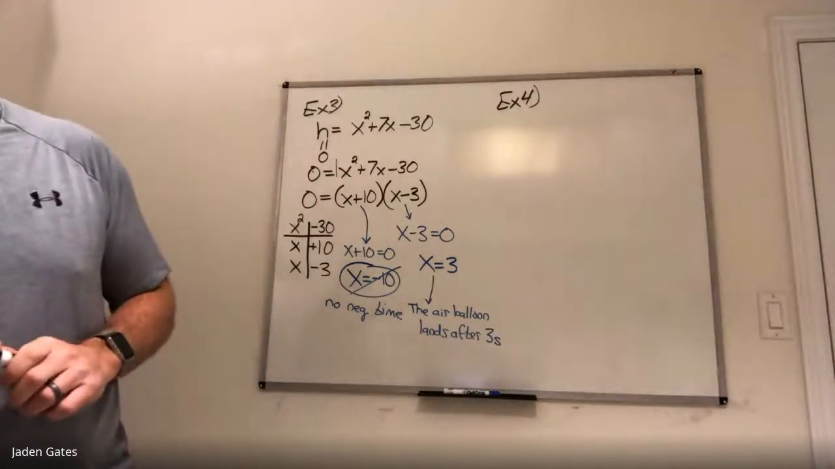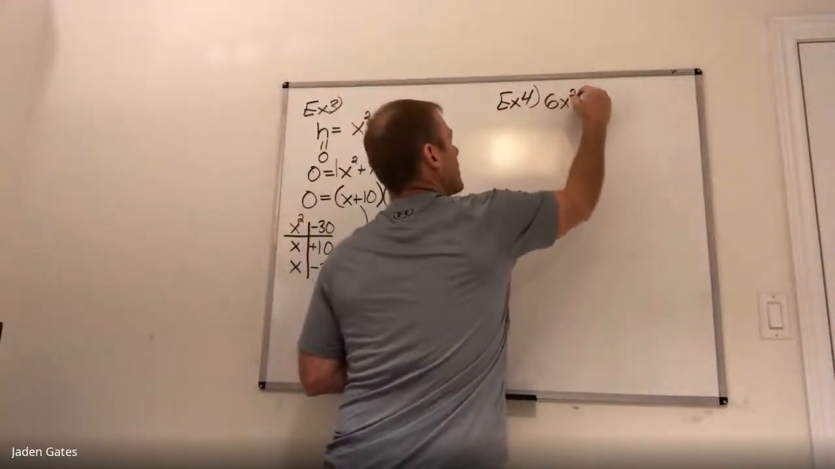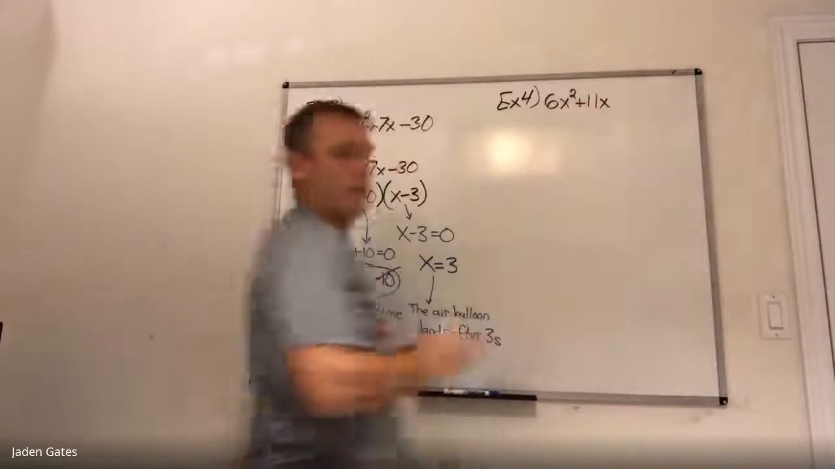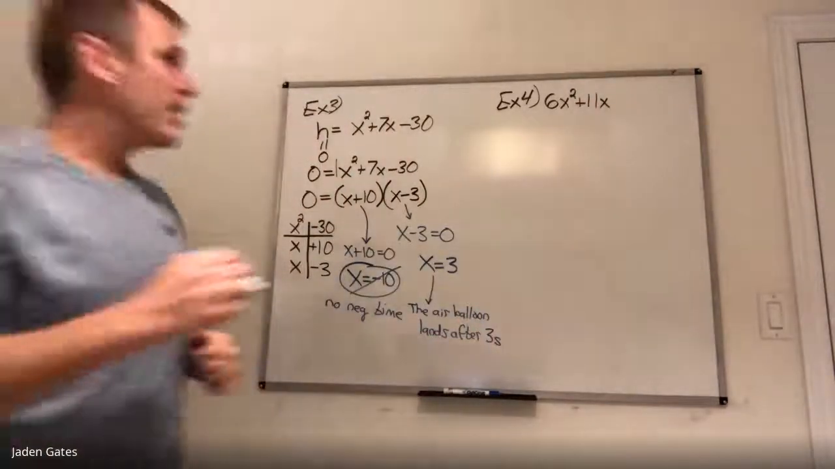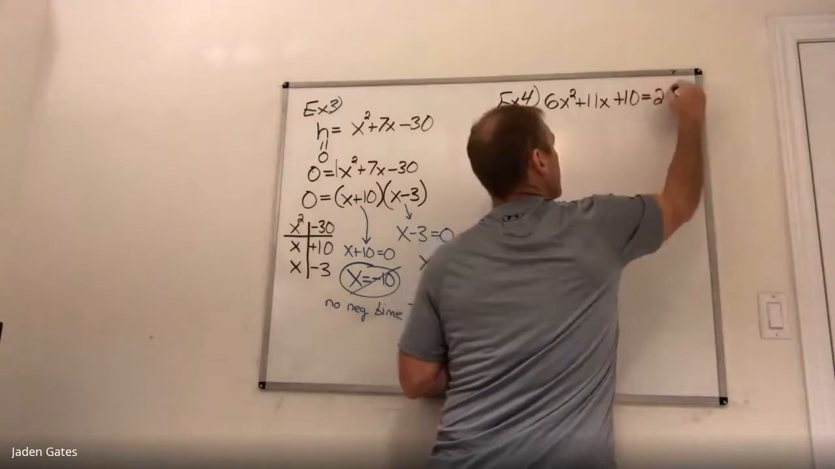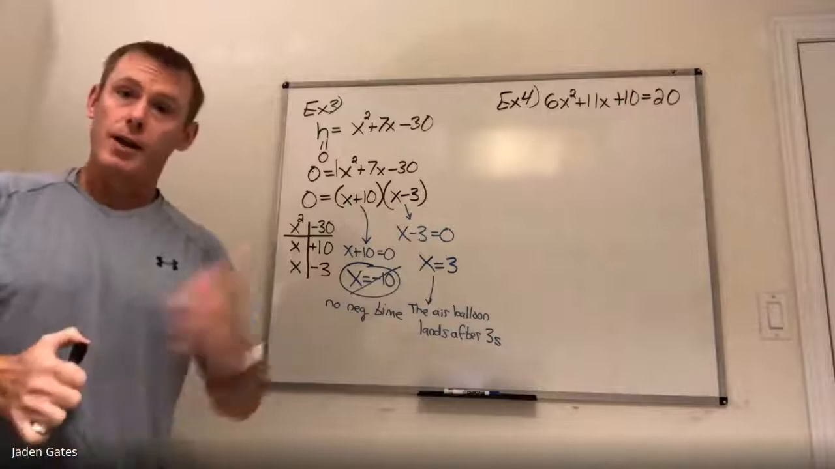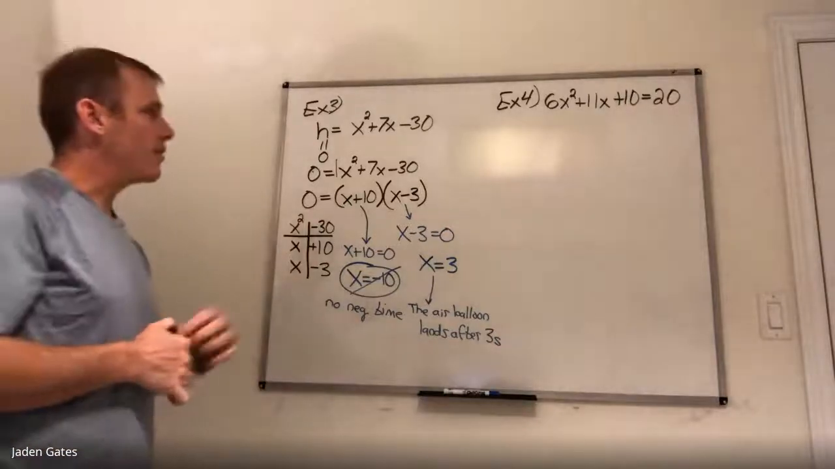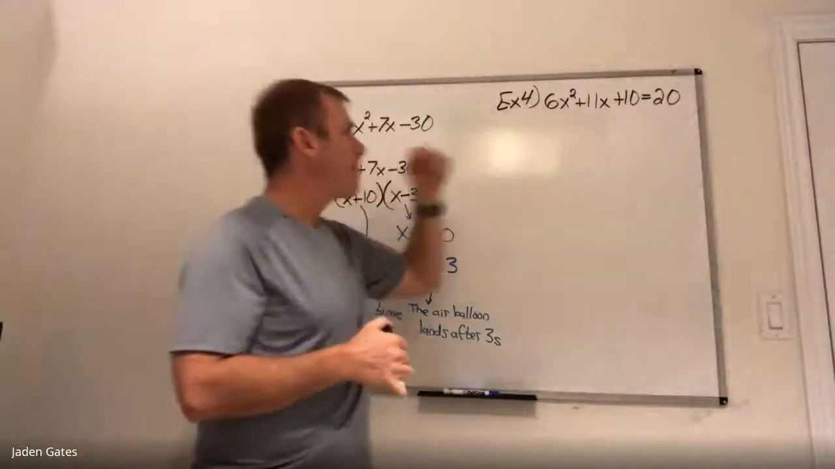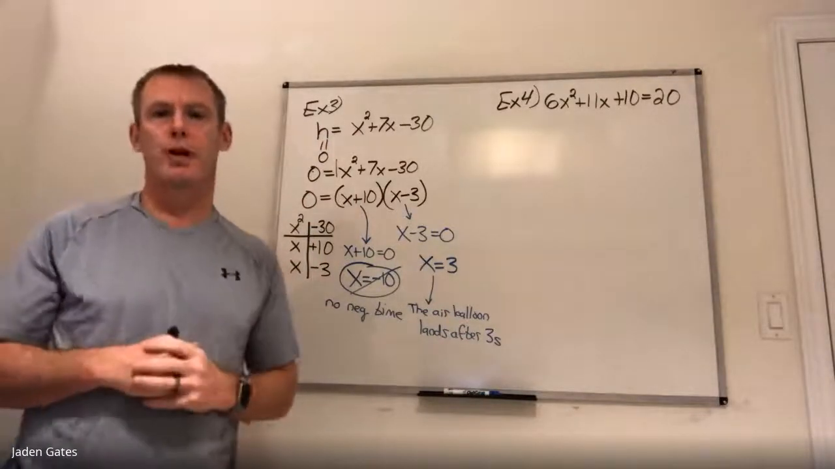Okay, next one, example 4. I have 6x squared plus 11x, and let's see what else we got here, plus 10 equals 20. There we go. All right. So again, a quadratic because I have an x squared in here. Now, I'm going to solve by factoring, but I can't do that just yet.